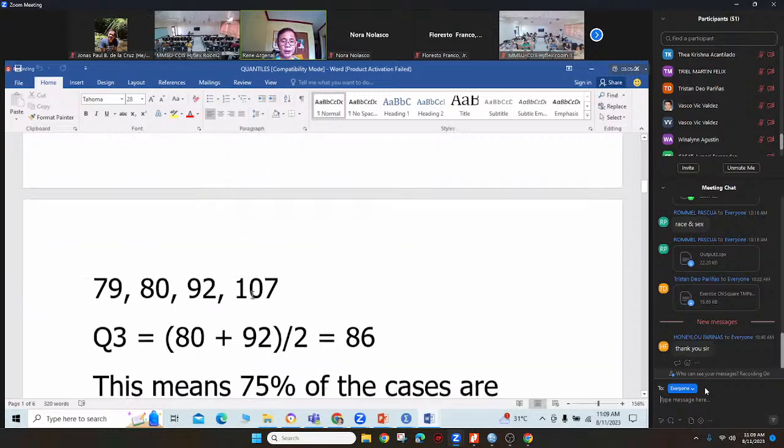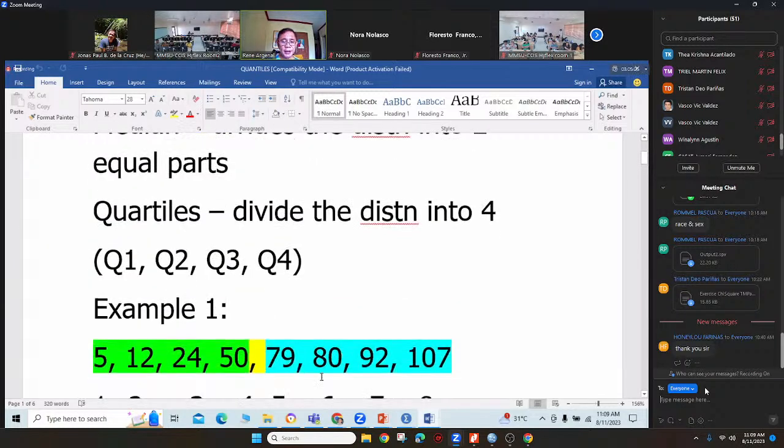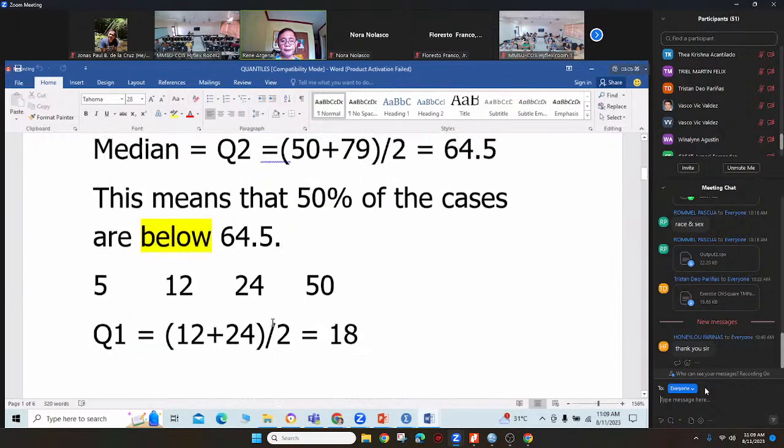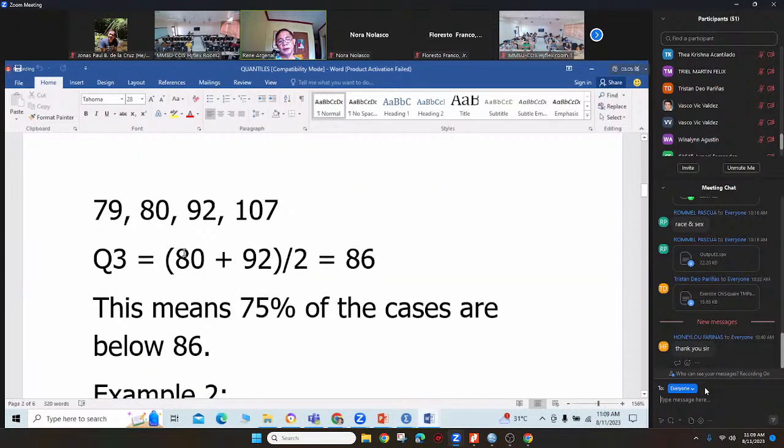And then for Q3, we consider the second half. The middle of that is Q3. So you have 80 plus 92 divided by 2, which is 86. This means that 75% of the cases are below 86. Why 75? Because Q3 is equal to P75.